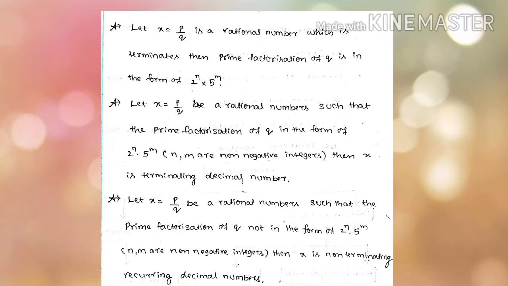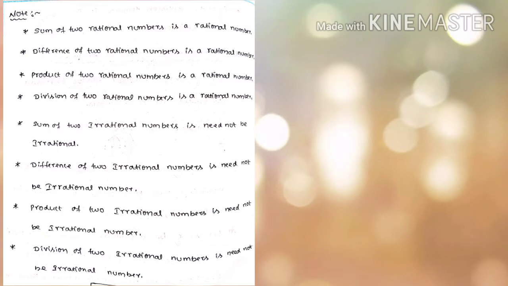Okay, let's go to the next slide. Now we can say the sum of two rational numbers is always rational. Not only the sum, the difference of two rational numbers is rational, the product of two rational numbers is also rational, and the division of two rational numbers is also rational. I mean the sum, product, subtraction or division of any two rational numbers gives the same type of numbers, rational numbers.